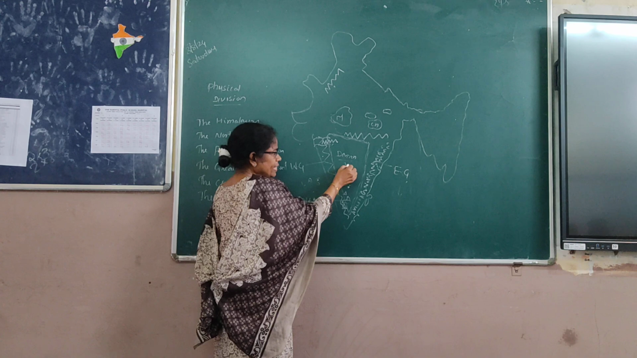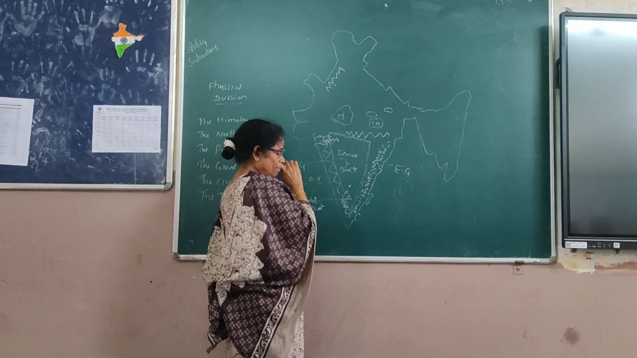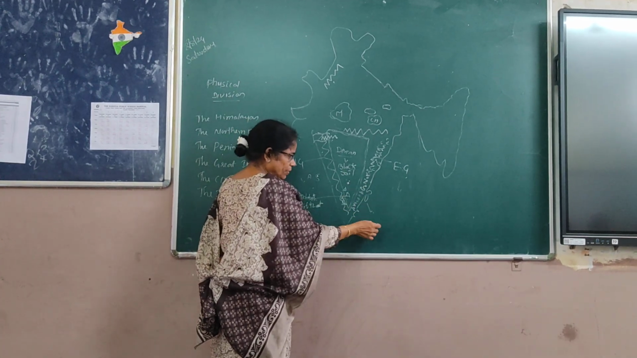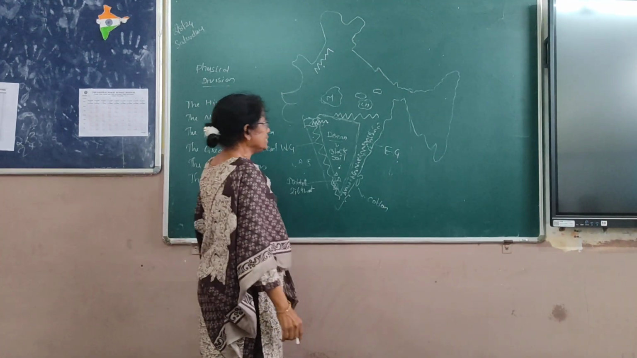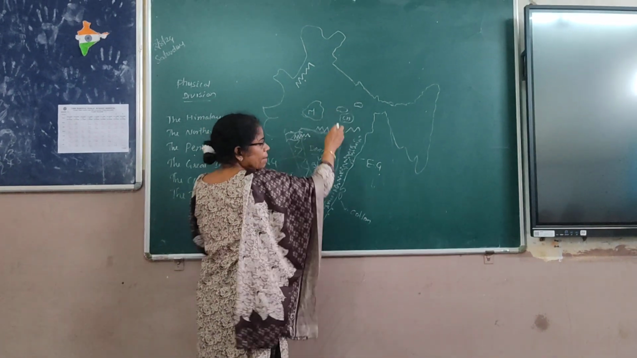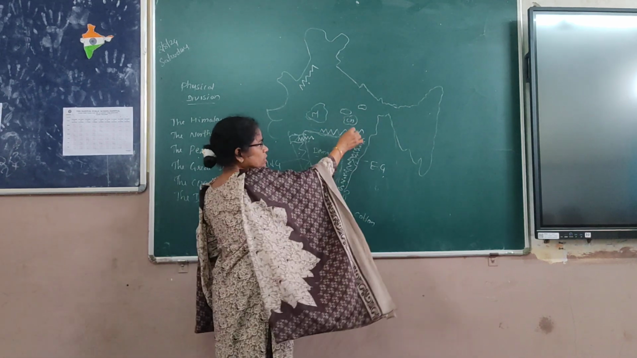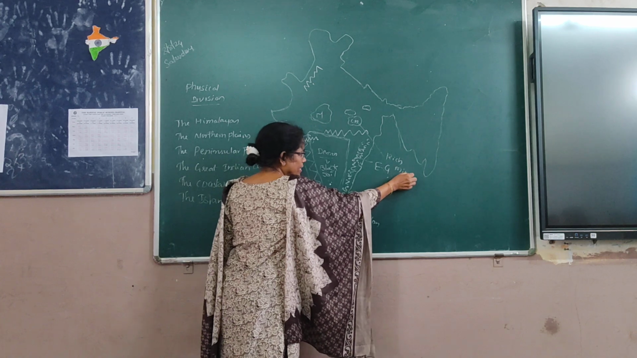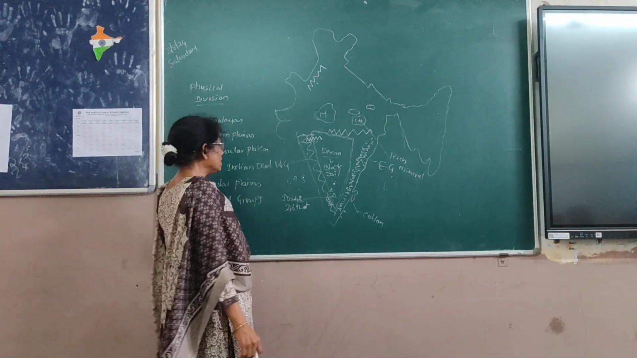The Deccan plateau is famous for black soils. These black soils are famous for cotton crops. Cotton is grown more in the Deccan plateau region. Then coming to the central regions, the Malwa plateau, Bundelkhand and Baghelkhand are plateau regions where inhabitants live. The Chota Nagpur plateau is rich in mineral resources. So this is about the peninsular plateau.